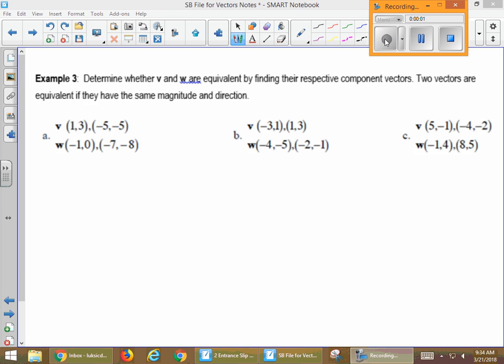To find whether V and W are equivalent vectors, we have to find their component vectors and find their magnitudes. So what we're going to be doing here is just the same math that we were doing before, and lots of practice with it. Okay? Trying to get you to practice math. You don't have to practice later.